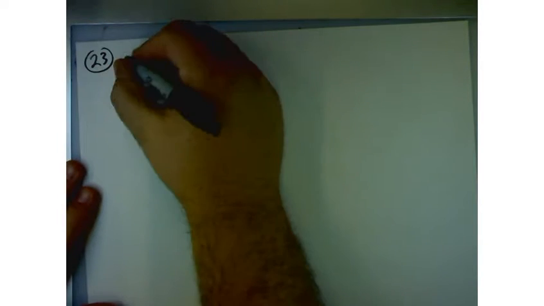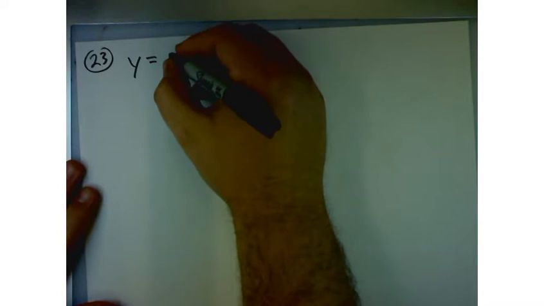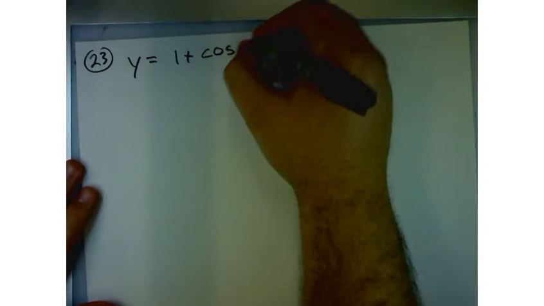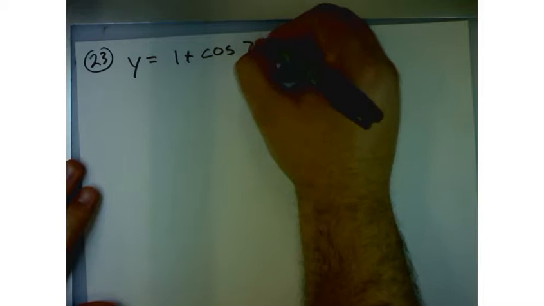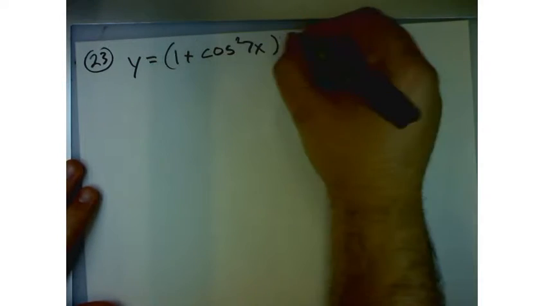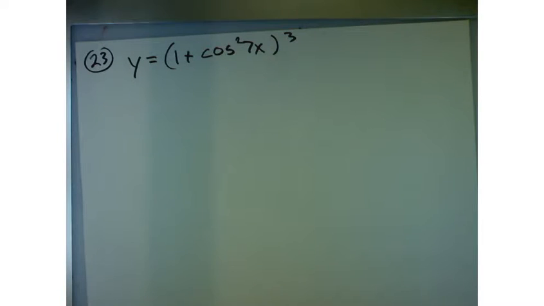Number 23, we have y is equal to 1 plus cosine of 7x squared, raised to the third power. Whoa. Okay, now watch this.